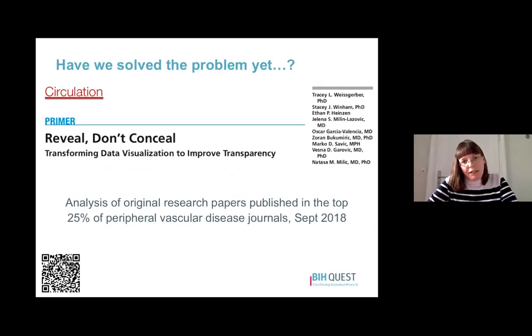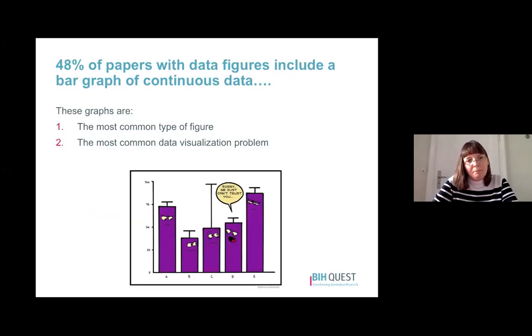So you might be wondering, we had a paper that generated quite a bit of attention and changed some journal policies, so have we solved the problem yet? Well, we went back and looked at this question in a slightly different field, and we did an assessment of all journals published in the top 25% of peripheral vascular disease journals in September of 2018. And unfortunately, we found that we were nowhere close to having solved the problem.